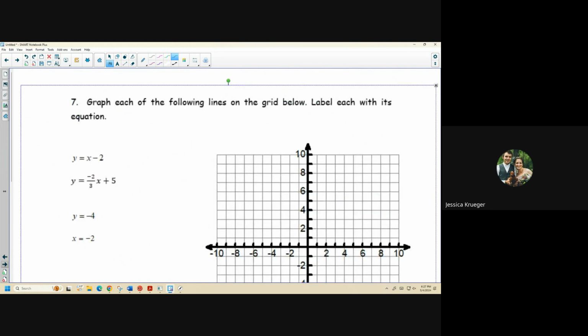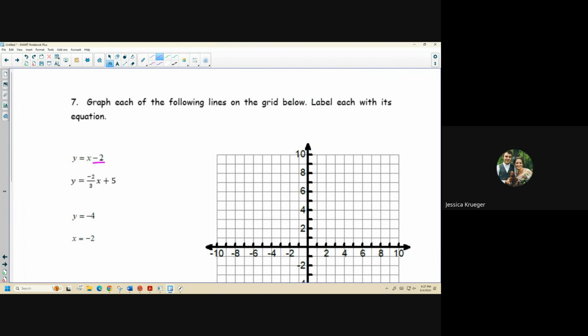Okay, 7, graph each of the following lines on the grid below. This you should be able to do with your calculator. Okay. I'm going to do these together with you just to make sure you're good. Again, you can fast forward if you need.